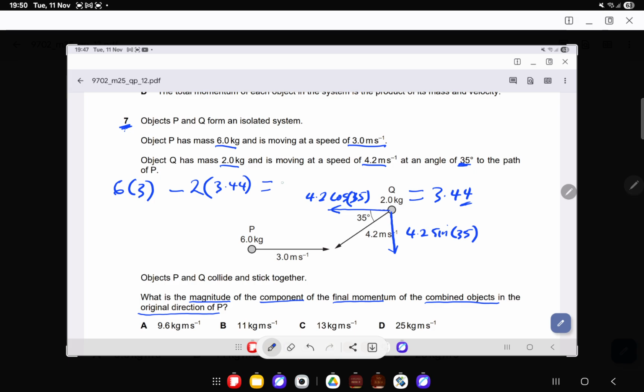So this is what we are looking for. We are looking for the final momentum. So if I compute this, it will give me 18 minus 6.88, which is equal to the final momentum. So 18 minus 6.88 will give me 11.12. So my answer is B.